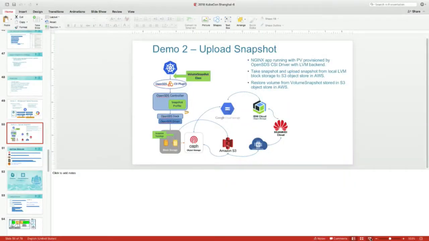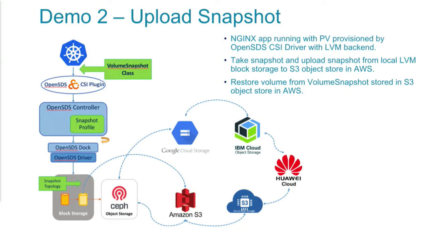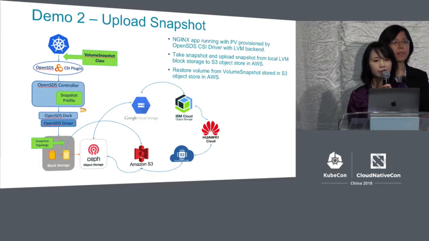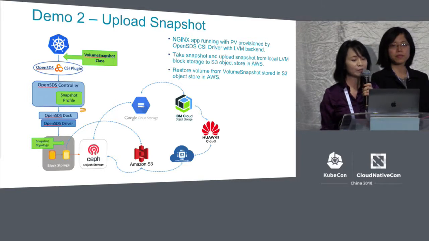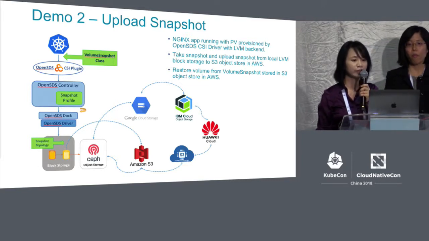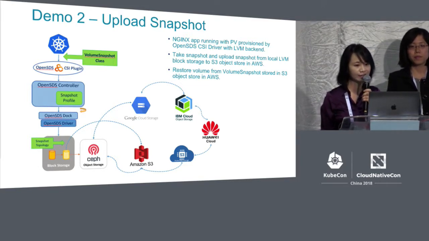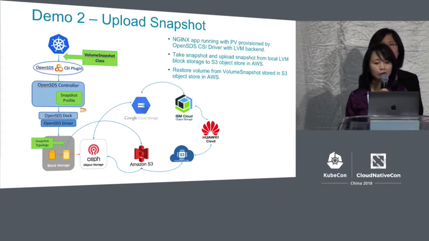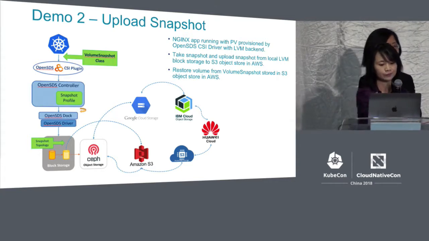So yeah, I'm going to do a demo of uploading Snapshot. I'm going to have an Nginx app running with the volumes provisioned by the OpenSDS CSI plugin with the LVM backend. I'm going to take a snapshot and then upload the snapshot from the local LVM block storage to the S3 object store in AWS. And after that, I will restore a volume from the snapshot.